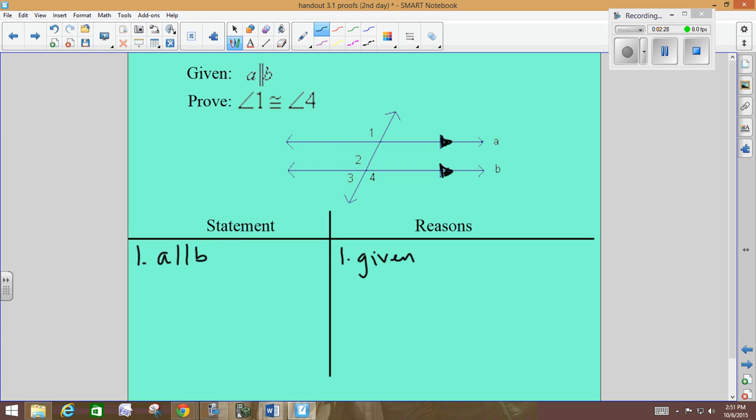Trevor? 2 and 4 are vertical, which would make them what? Congruent, okay. Vertical angles theorem. So this is good because we have 4 in the proof, and we're trying to prove something about angle 4. Trying to prove something about angle 1. Spence?